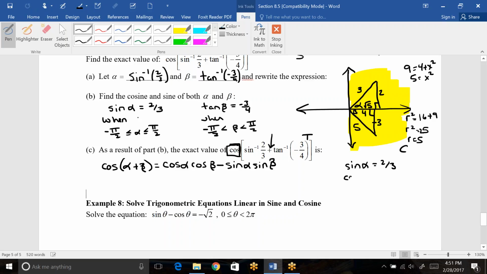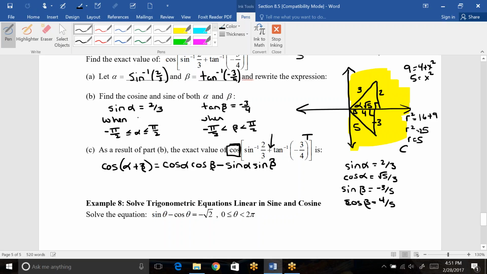So let's go ahead and get cosine of alpha. Alpha's up here, so that'd be square root of 5 over 3. We want to do sine of beta. So beta's down here, so that's opposite over hypotenuse, so that would be negative 3 over 5. And cosine of beta, which is adjacent over hypotenuse, so it should be positive 4 over 5.